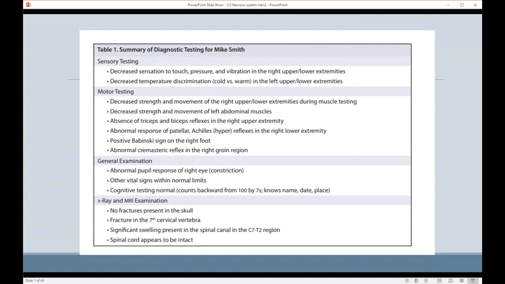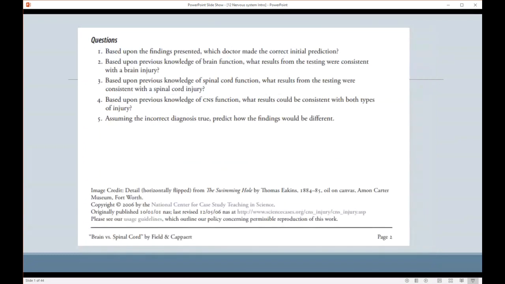So they didn't see any fractures in the skull, but they did see a fracture in the 7th cervical vertebrae. Okay, there was significant swelling in the spinal canal from the C7 through the T2 region. So that's the 7th cervical spine, and then down to the 2nd thoracic. Okay, and the spinal cord appeared to be intact, so no injuries there.